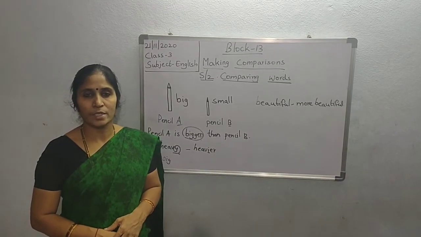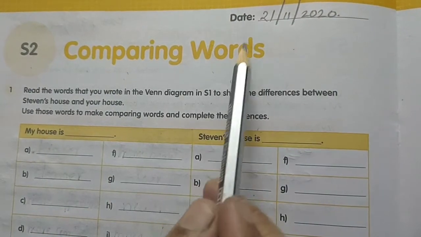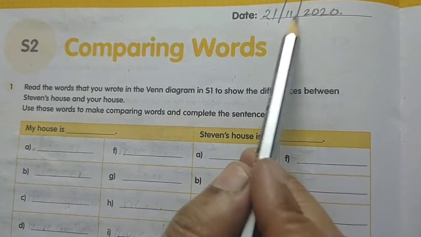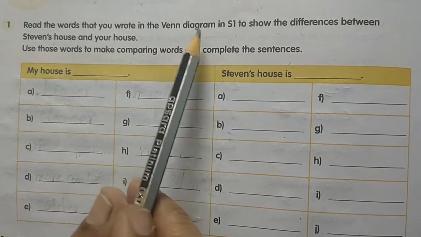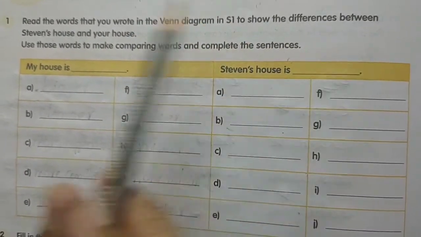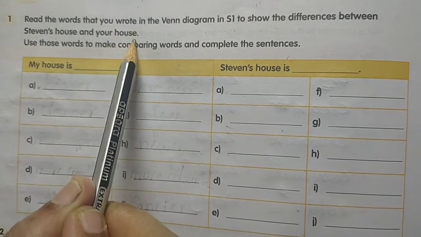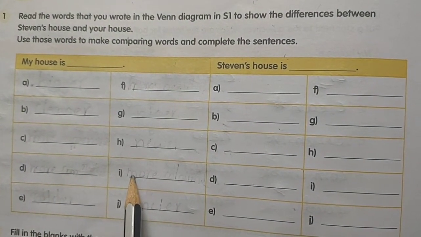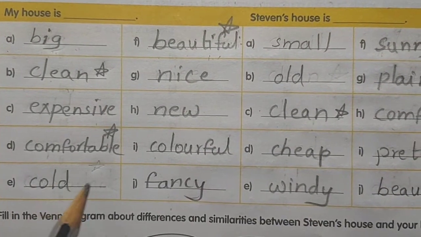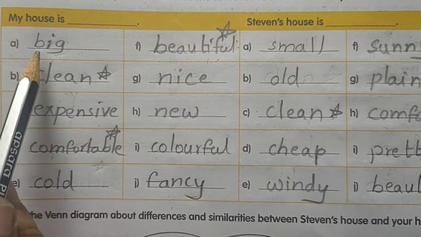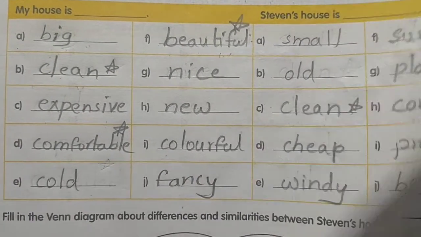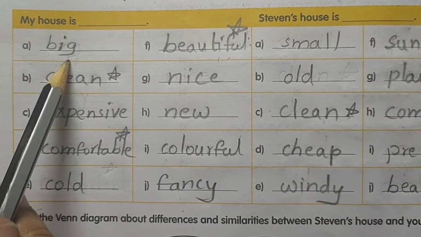Okay? Open your English workbooks. S2, comparing words. Write today's date, children. 21-11-2020. Here, first question: Read the words that you wrote in the Venn diagram in S1 to show the differences between Stephen's house and your house. So here what we are going to do is write the comparing words, not the adjectives. These are the adjectives, children. But when we are comparing, we learn the rules, no? For this we are going to make comparing words. First one, big.